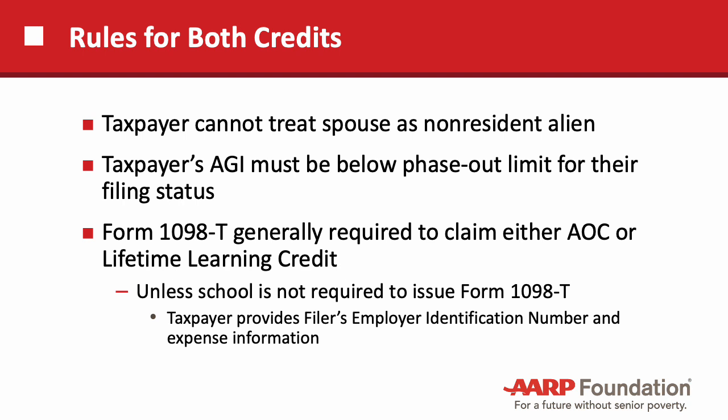There are rules for both of these credits. A taxpayer cannot treat the spouse as a non-resident alien. The taxpayer's adjusted gross income must be below phase-out limit for their filing status. We'll see that in just a minute. Form 1098-T is generally required to claim either the AOC or the Lifetime Learning Credit, that is, unless the school is not required to issue the form. Now, in that case, the taxpayer should provide the filer's employer identification number and expense information.